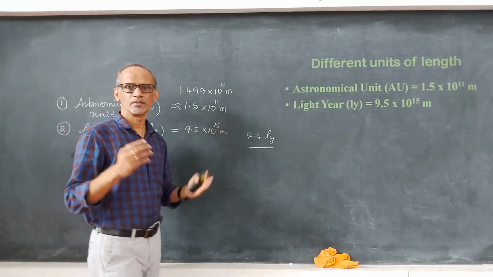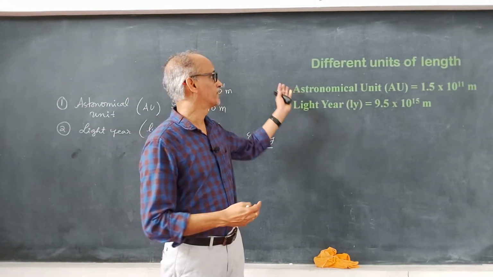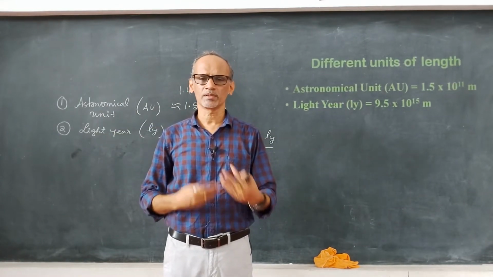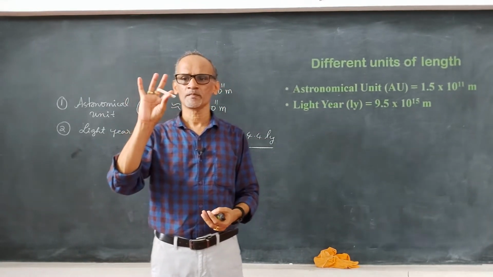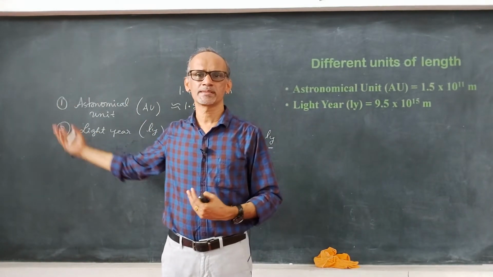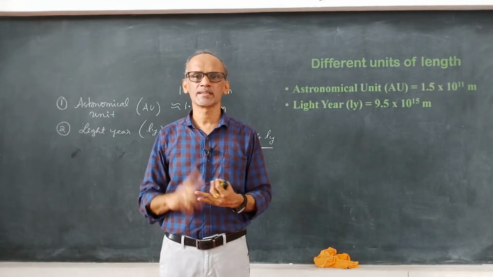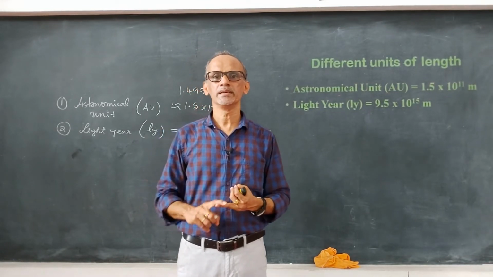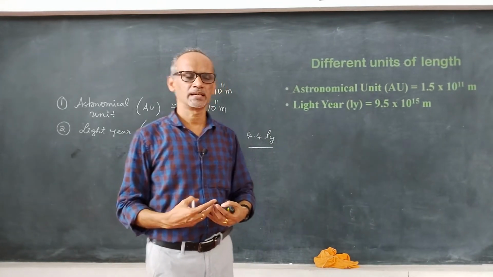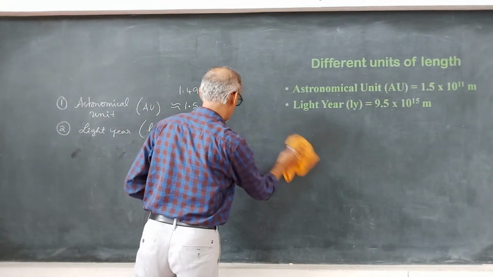So, these are all units of distance, different units of length, especially for large distances. We do not measure the length of this chalk in light years. So, only large distances are expressed like this. Okay. So, which is the first unit? Astronomical unit. Which is the second unit? Light year is the second unit. And do remember all these conversions, because they will ask this kind of conversion for 1 mark in the examination.